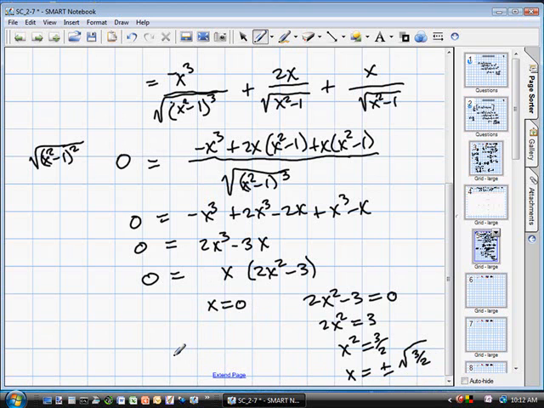Just a reminder, what does that mean when the second derivative is 0? It's the point of inflection.